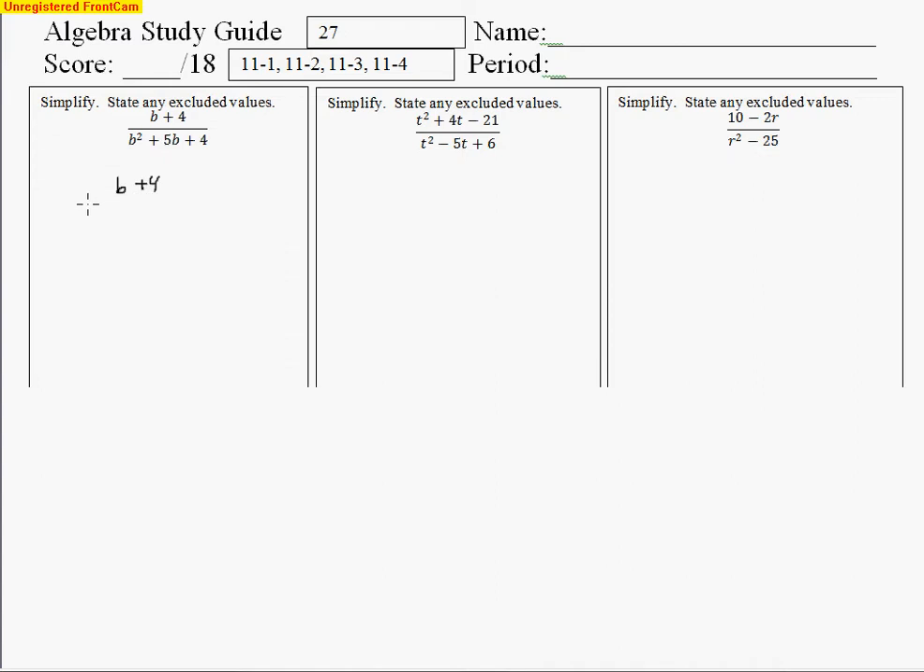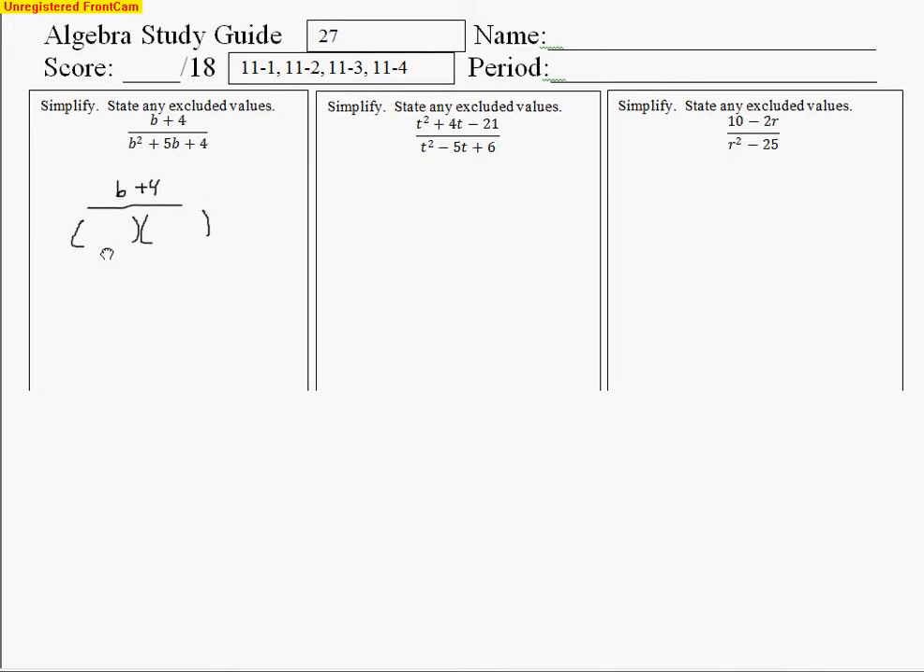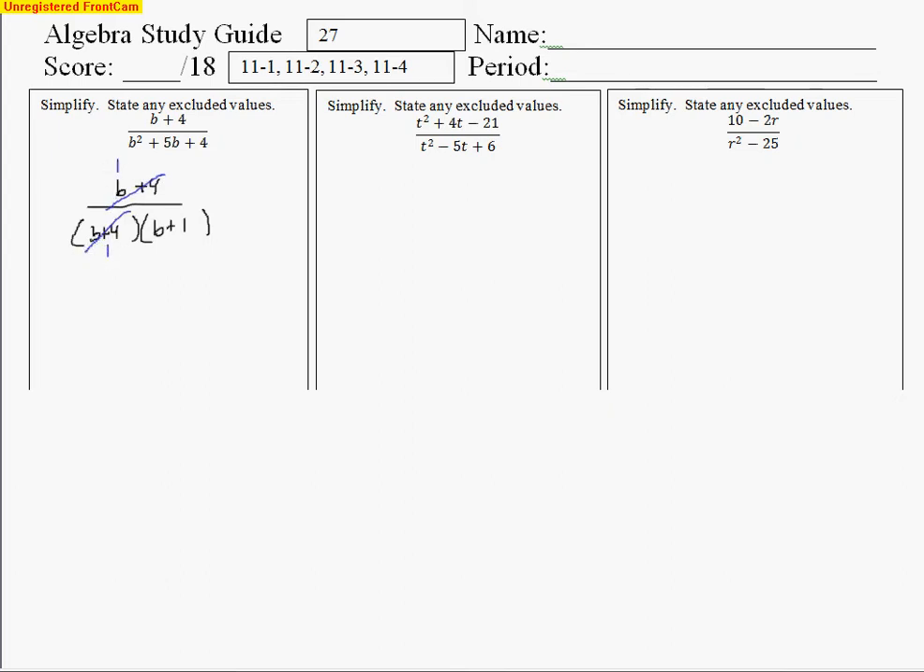two binomials. So I'm going to keep the numerator the same and then factor the denominator. And the way the denominator factors is a b plus 4 and a b plus 1. I knew that because 4 and 1 multiply to make 4. In the outside terms, the 1b and the 4b add to make 5b. So what I can do from this point is cancel out the b plus 4s, and when you do that, you get a number 1.